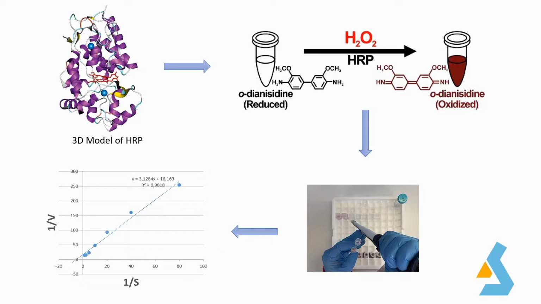Hello everyone! In this video, we will talk about an enzyme kinetic experiment based on horseradish peroxidase enzyme. Horseradish peroxidase enzyme catalyzes the oxidation of the chromogenic compound, which in our case is o-dianisidine, in the presence of hydrogen peroxide. After the complete reaction, we can observe the concentration of the oxidized product via UV-Vis spectrophotometer. In the last step, we will obtain the kinetic parameters of the HRP via Michaelis-Menten kinetic equation.